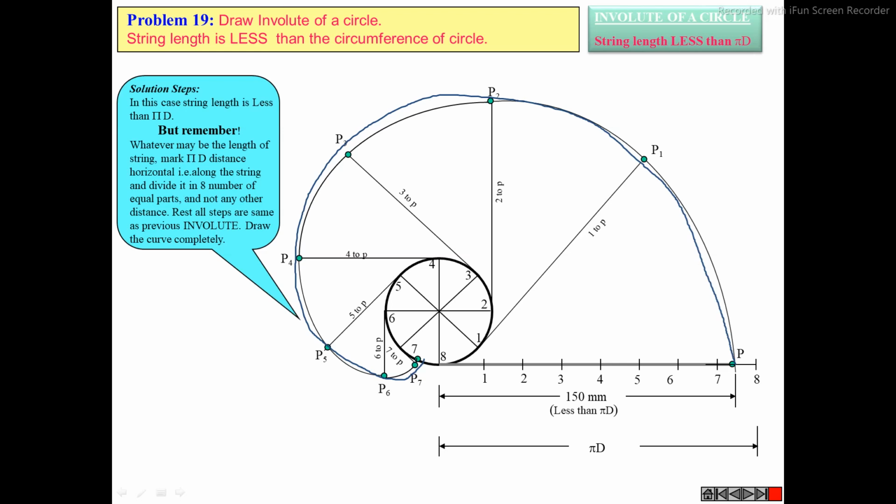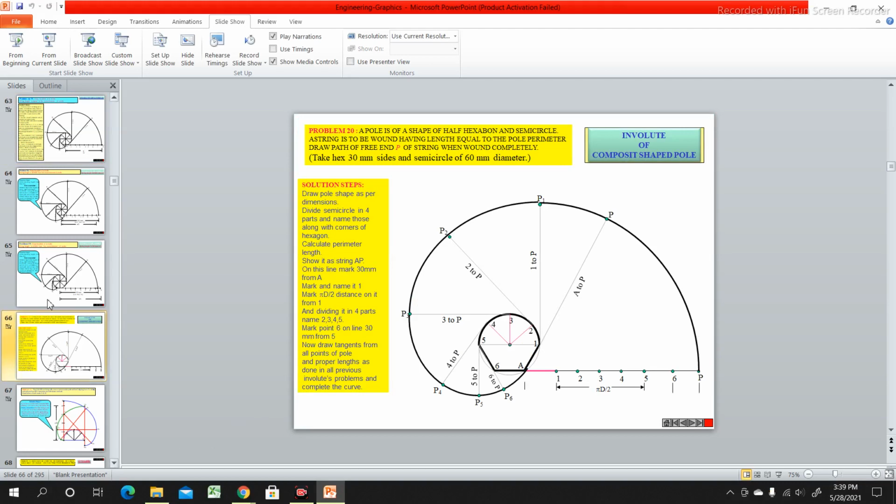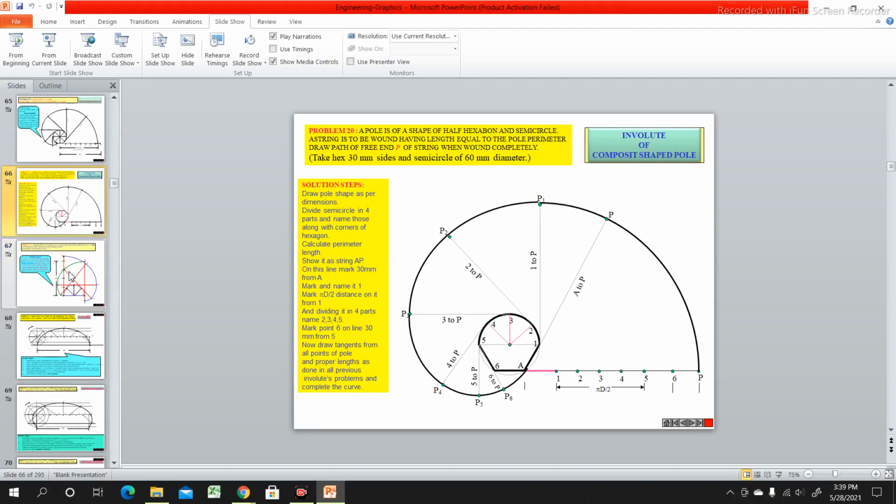Yes, sir. Okay. And the last part that is left in this involute is how to draw a tangent and normal to a given involute curve. For all the three cases, the procedure of drawing tangent and normal is the same. So I am showing you for one case. For the remaining two cases you can try. For all the three cases, the procedure is the same. So let me show you the tangent and normal of the involute.